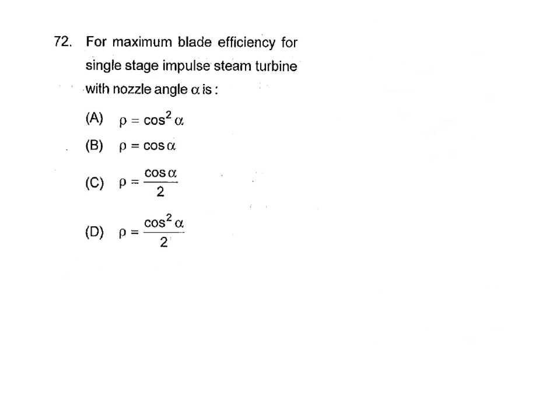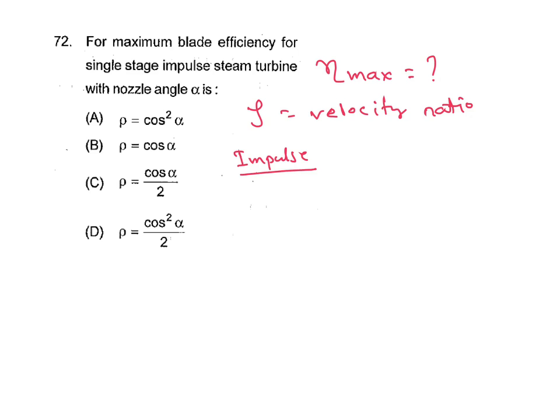For maximum blade efficiency, for a single stage impulse steam turbine with nozzle angle alpha, how is it? Maximum blade efficiency. Efficiency maximum. And rho is velocity ratio. This is also very very important for both impulse turbine and reaction turbine. For impulse turbine, rho optimum for maximum efficiency is cos alpha by 2n. n is number of stages. Alpha I already told, alpha is the nozzle angle given in this question.